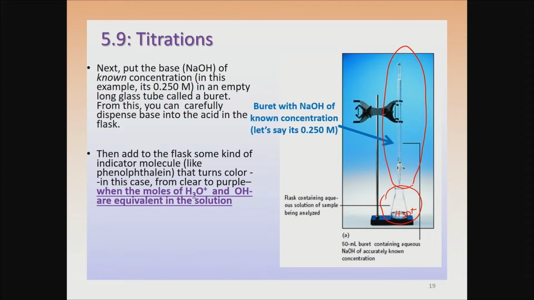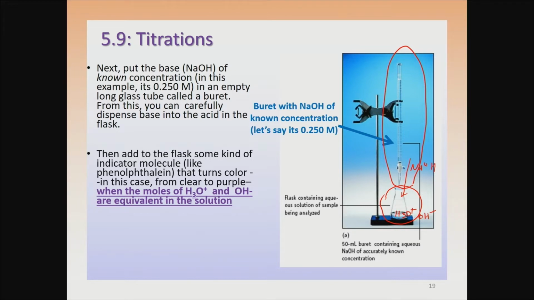Now, you're going to add base. As you add the base, which is the NaOH, when it goes into the liquid solution, it will dissociate into sodium ions, the Na+, and hydroxide ions. The goal of a titration reaction is to add exactly the correct number of moles of hydroxide ions from the base to match the moles of the hydronium ions of the acid.